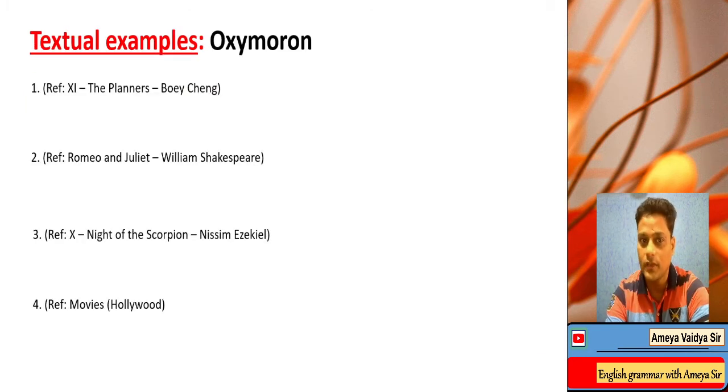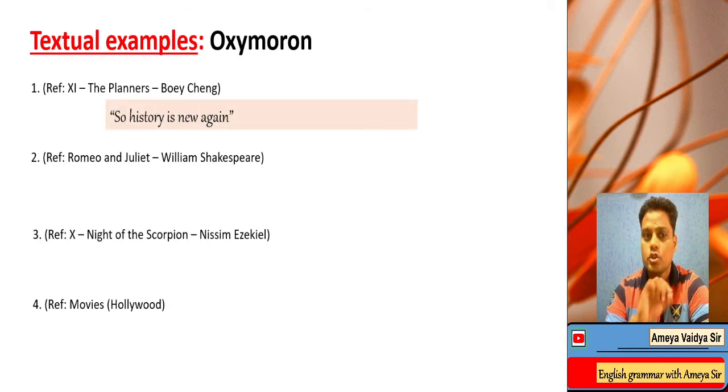Now let's move on to some textual examples. For oxymoron, the first reference is the 11th standard, the FYJC, the poem The Planners, and Boey Kim Cheng says, "so history is new again." What do you mean by history and new? History is new again. That is a classic case of oxymoron.